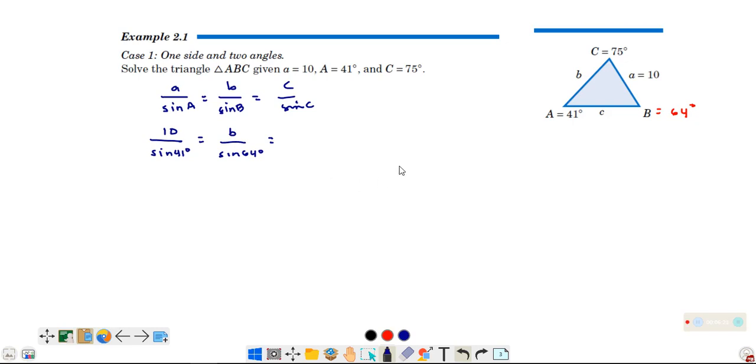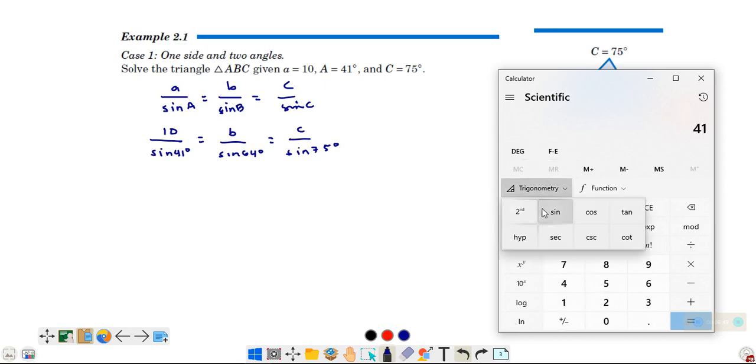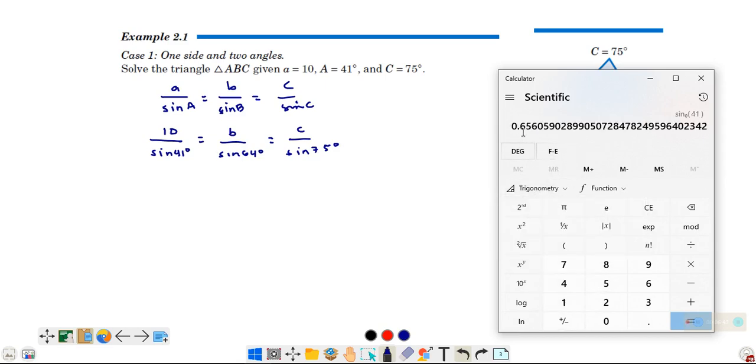And then, we have side C, which is unknown, over sine 75 degrees. So, at this point, pwede kayo mag-approximate ng mga value ng sine 41, sine 64, and sine 75 using your calculator. So, the approximated value of, for example, sine 41 is 0.6561. Bakit approximated? Napakahaba nung hindi natin mako-cover.